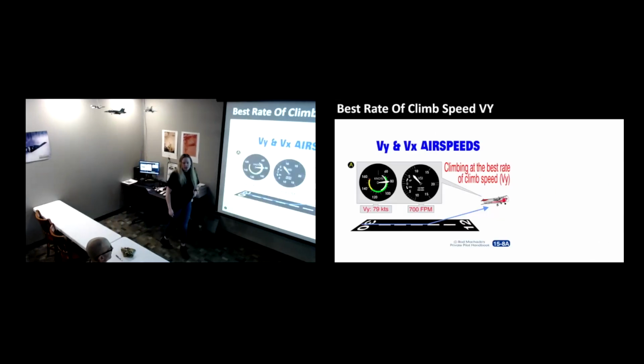We have two different V speeds here, Vy and Vx. Do you guys, oh, it says it. I hate when I can't ask the question. So Vy is the best rate of climb and Vx is our best angle of climb. How do you remember the difference? X has more angles. Good, you learned that from me, right? The letter X has more angles than the letter Y. So it's the best angle versus the best rate. Cool.